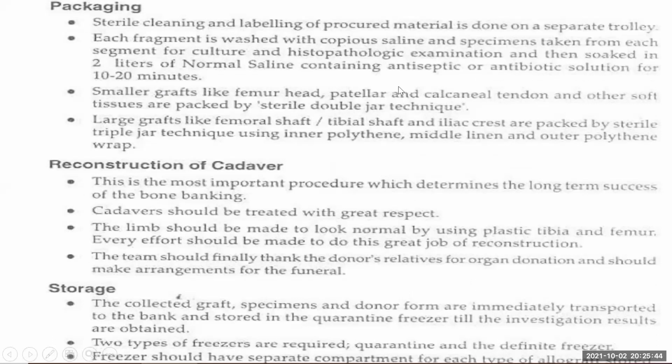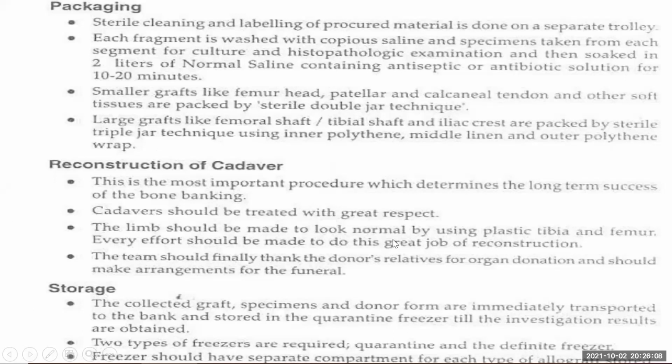Smaller grafts like femoral head, patella, calcaneal bone and soft tissues are packed in the sterile double jar technique. Large grafts are packed by the sterile triple jar technique using inner polythene, middle linen and outer polythene wrap. Reconstruction of the cadaver is most important to determine the long-term success of bone banking. Cadavers should be treated with great respect.